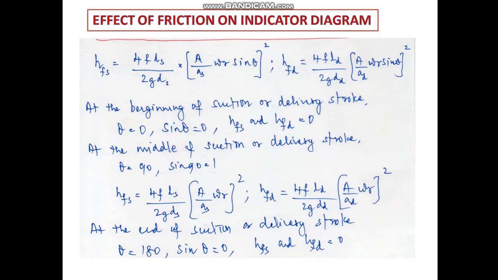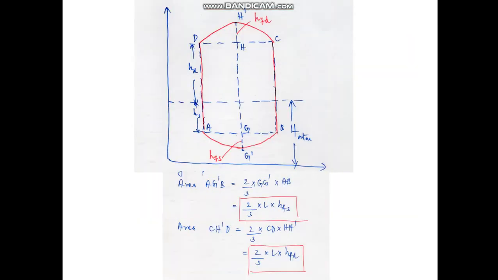Now the effect of friction, and again from the previous class, you take the head loss due to friction, HFS, HFD, and at the beginning of suction and delivery, theta 0, sin theta 0, so HFS and HFD equal to 0. So there is no effect of friction at the beginning and the end. And at the middle, theta 90, sin 90 is 1, so you have values for HF and HFS and HFD. And at the end also, theta 180, sin 180 is 0, HFS and HFD equal to 0.